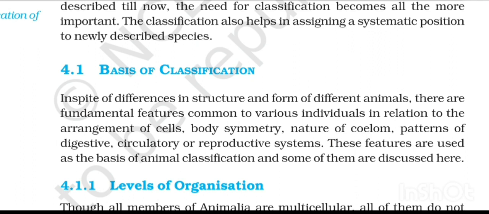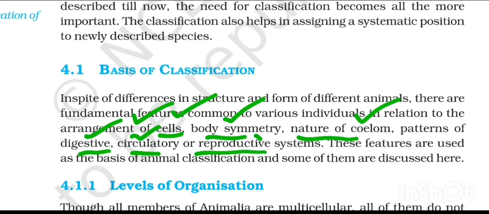So what are the bases? One is arrangement of cells, how cells are arranged. Then body symmetry, whether it is radially symmetrical or bilaterally symmetrical. Then nature of coelom, meaning body cavity. Then pattern of digestive, circulatory or reproductive systems. These features are used as the basis of animal classification and some of them are discussed here.